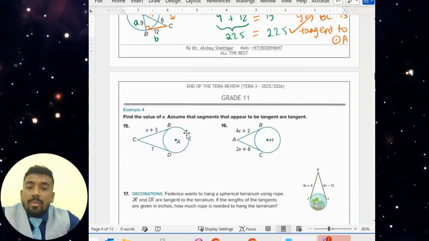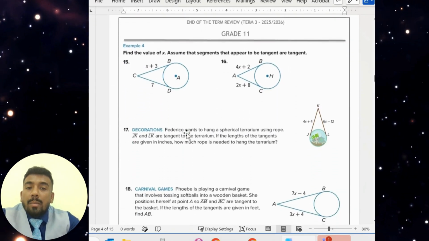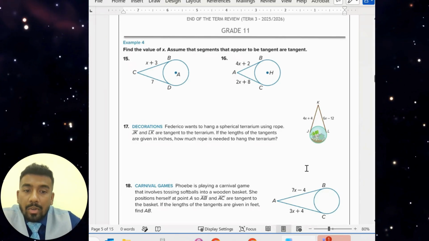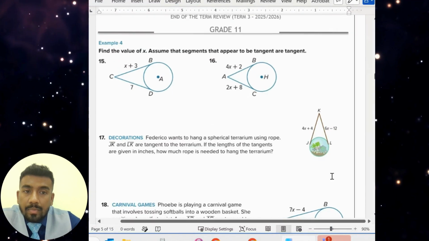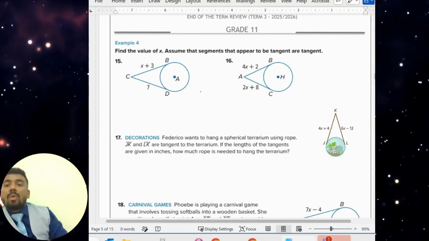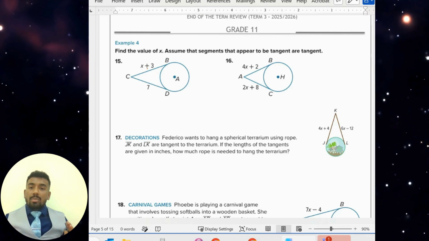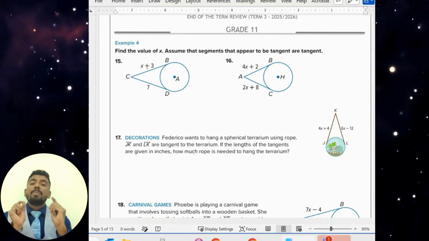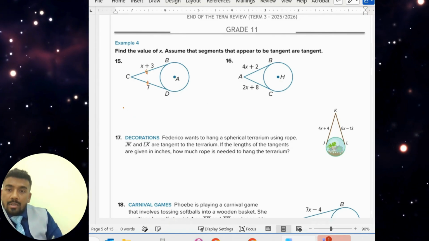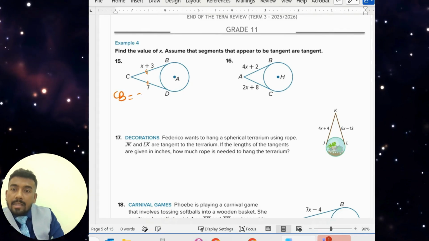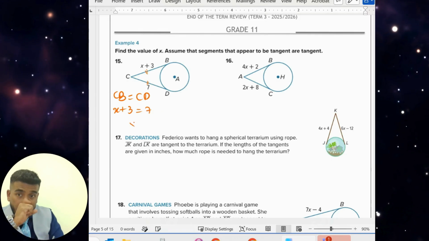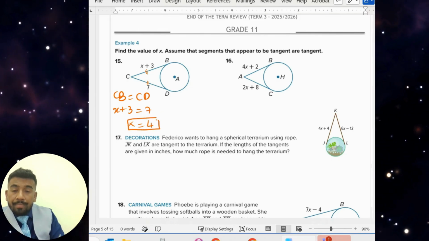Let's go to the next question. In this question we are talking about tangents, the equality of tangents. What do you study in the equality of tangents? The two tangents from a point outside the circle will always be equal. So this will be equal to this. So I can say CP is equal to CD. So x plus 3 equals 7. So what will x be? x will be 4. Straightforward.